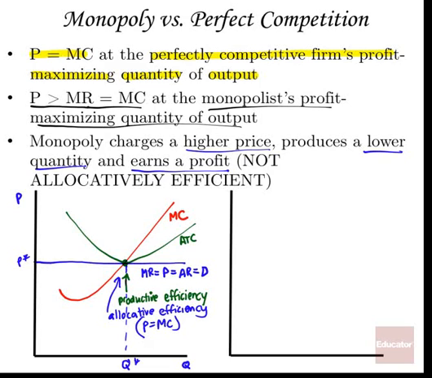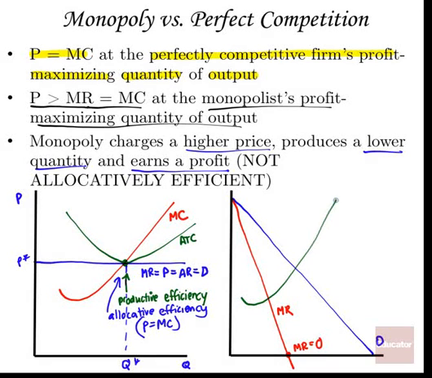Now, how does a monopoly actually look here? So you have the demand curve here. And again, you have the marginal revenue curve that intersects the x-axis here. So right here, MR equals 0. And here's the marginal cost. And then the ATC is shown right here. And again, you want the profit maximizing quantity of output and the profit maximizing price.